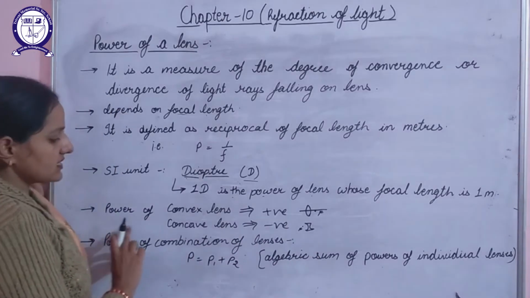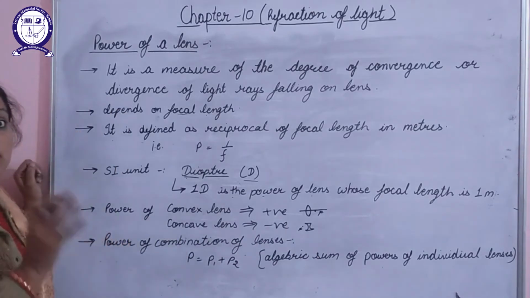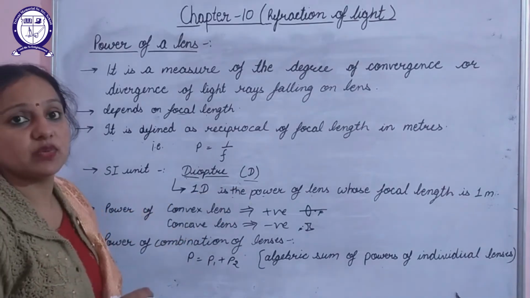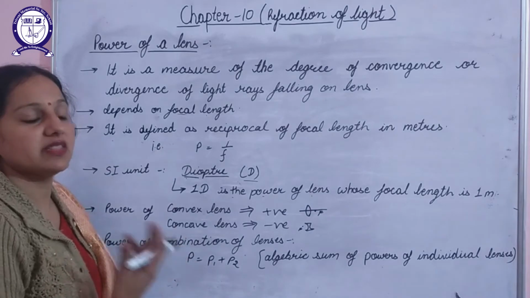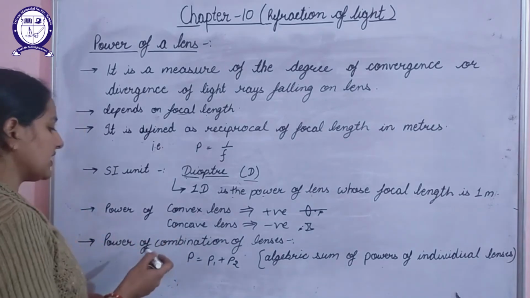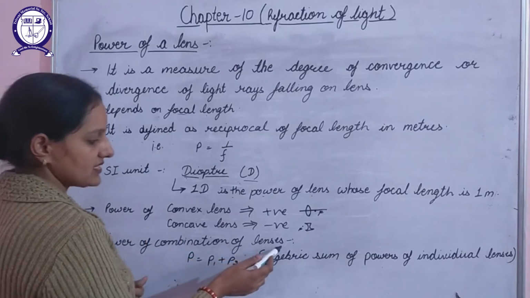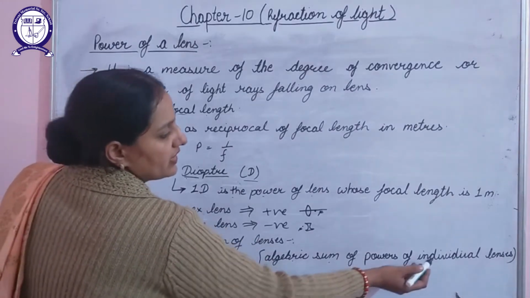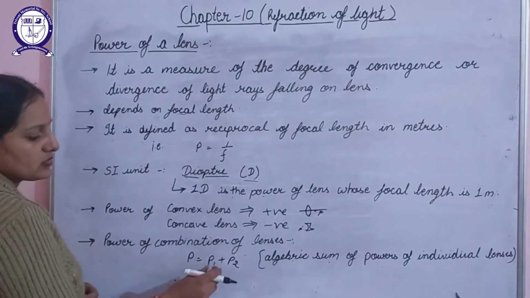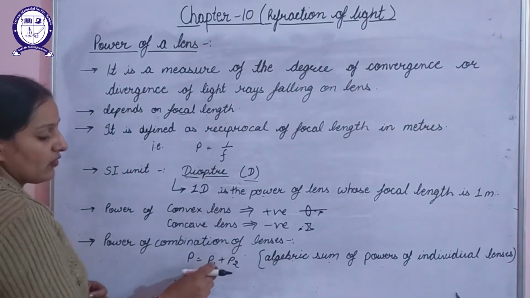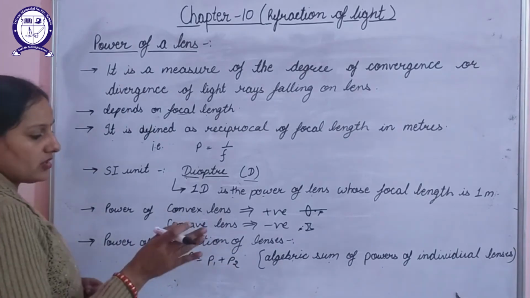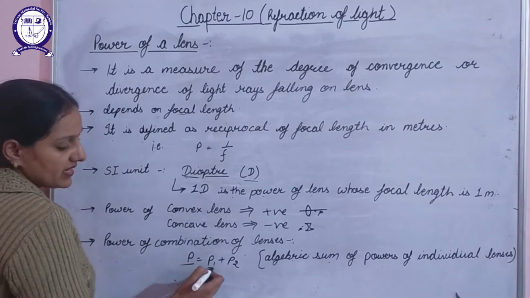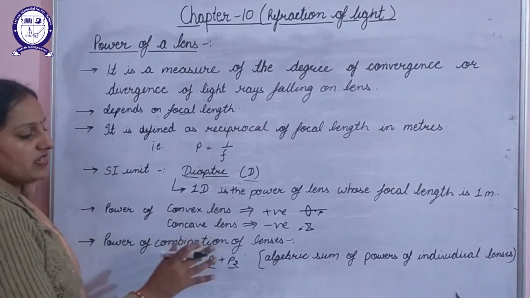Now next is the power of combination of lenses. What if you place a number of lenses in close contact with each other? How to calculate power in that situation? If we want to calculate the power of a combination of lenses, it will be calculated as the algebraic sum of the powers of the individual lenses. Suppose we have placed two lenses of power P1 and P2 in contact with each other. Their combined power will be given as P1 plus P2. Simply we need to add them.